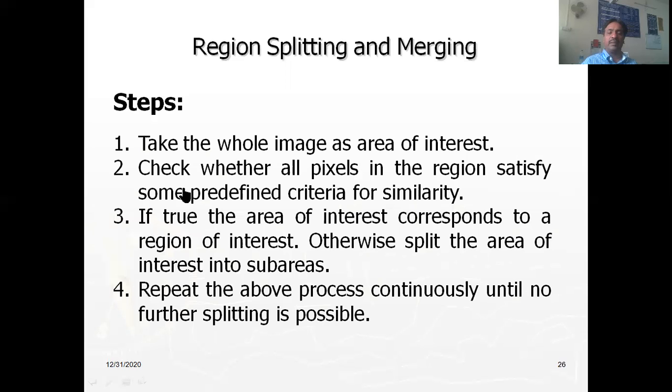The concept is like this. First, we take the whole image as area of interest. Then we check whether all the pixels in the region satisfy some predefined criteria or not. If they satisfy the condition, we assume that those pixels belong to the region of interest. Otherwise, we split the area of interest into sub areas. We repeat the entire process continuously until no further splitting is possible.